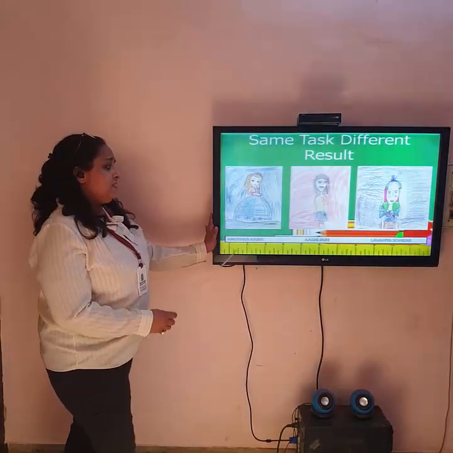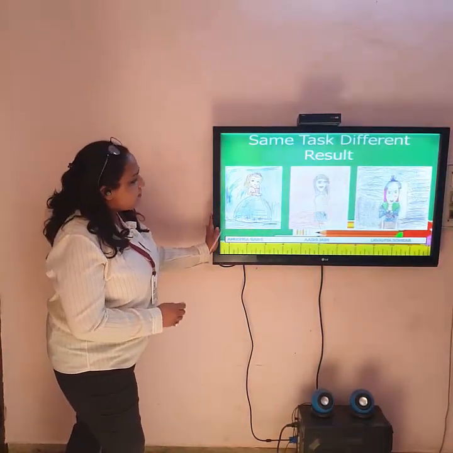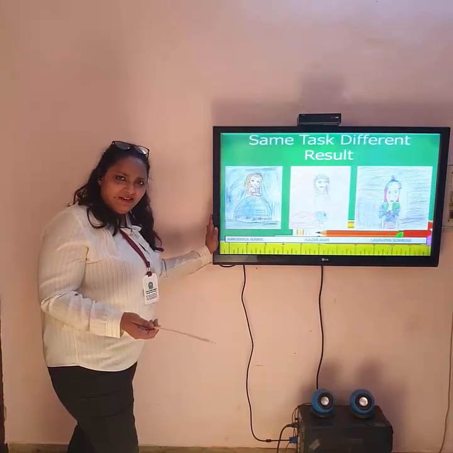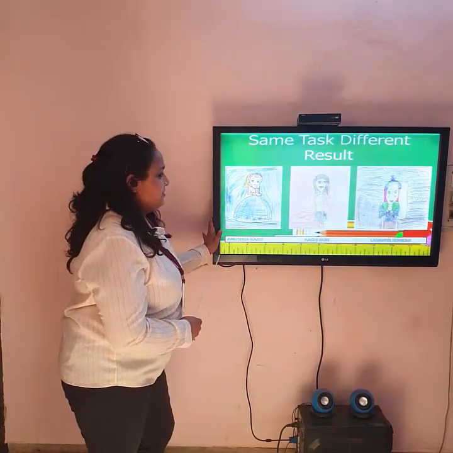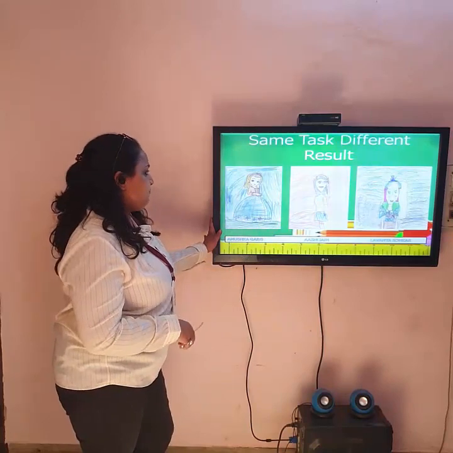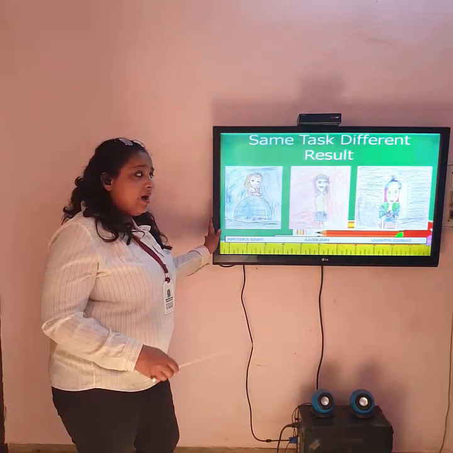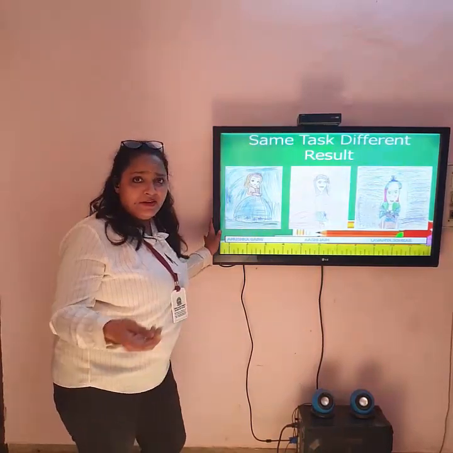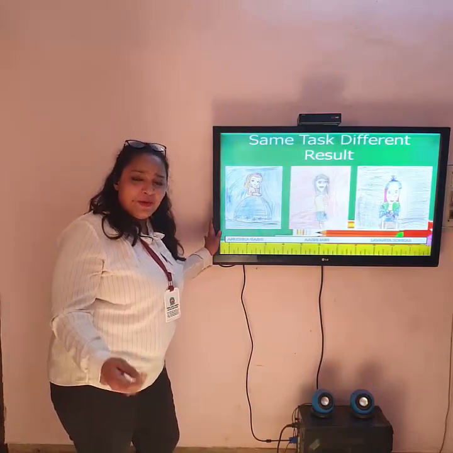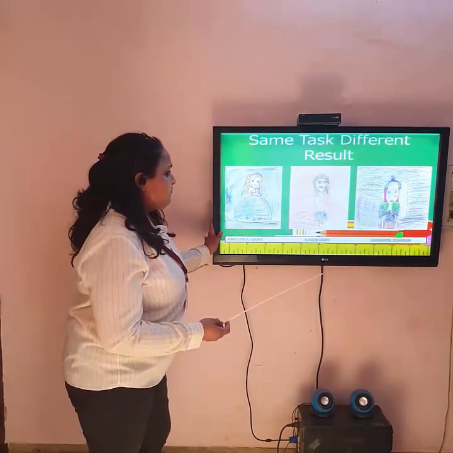In this slide, there are drawings made by different children. Actually, the same task was given to children of the same age. But see the result. All the drawings are different. This shows diversity. This is the result of diversity. Students, if I were to ask you to write about yourself, I hope your answers will be different. Why? Because this is the result of diversity. Now let's come to the next slide.